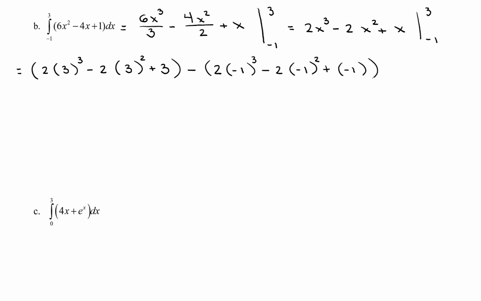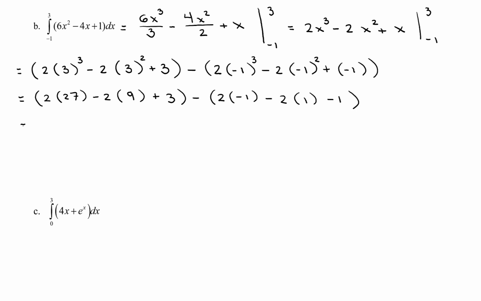So let's go ahead and simplify this. This is going to be equal to, open up a set of parentheses, we're going to have 2 times 27 minus 2 times 9 plus 3. And close the parentheses, minus, open up a set of parentheses, 2 times -1 minus 2 times 1. And then this, I'm just going to write this as -1 and then close the parentheses. And then this is going to be equal to, open up a set of parentheses, 54 minus 18 plus 3, close the parentheses, minus, open up a set of parentheses, -2 minus 2 minus 1, and close the parentheses.